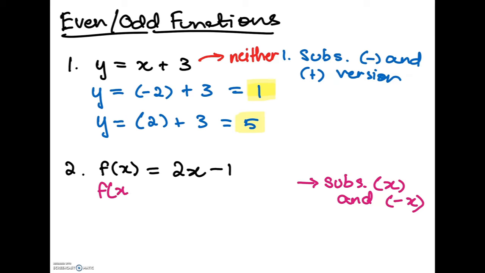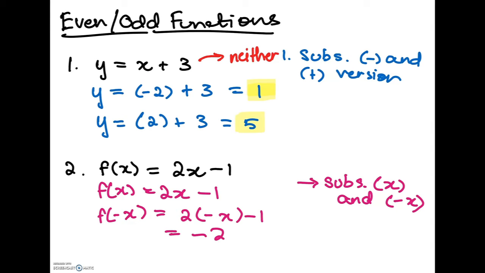So if we just do f of x, we're going to result in the same thing we already have, just 2x minus 1. But if we do f of negative x, we're going to replace the x with a negative x. So 2 times negative x minus 1. So our final answer will be negative 2x minus 1. Does this entire function match our original function? No. But there is a bit more simplifying that we can do.